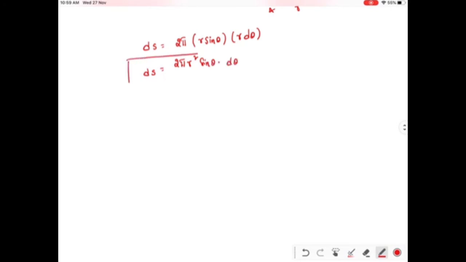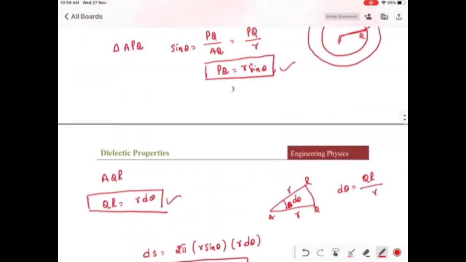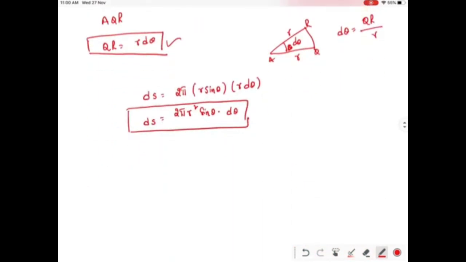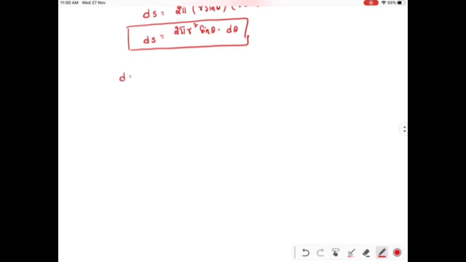So substitute this dS value in dq. Already we know the expression for the dq. So this is the dq. We have to substitute the dS value here, and we know the P cos theta here. So dq is equal to P cos theta into, and the dS value is 2 pi R square sin theta d theta.